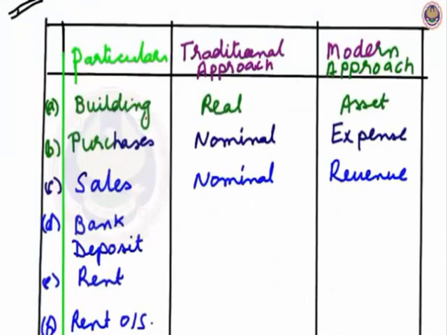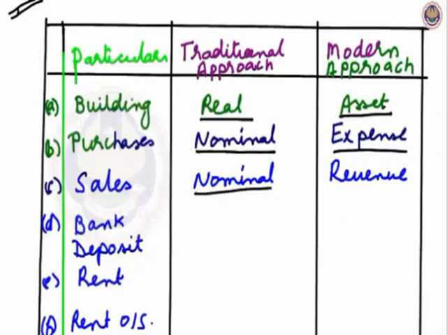In case of building, it is a real account because real account, all the fixed assets are real account as per traditional approach. As per modern approach, it is an asset. So building is a real account. If we take traditional approach, it is an asset. If we take the modern approach, then purchases. If we take as per traditional approach, it is a nominal account. If we take as a modern approach, it is an expense.